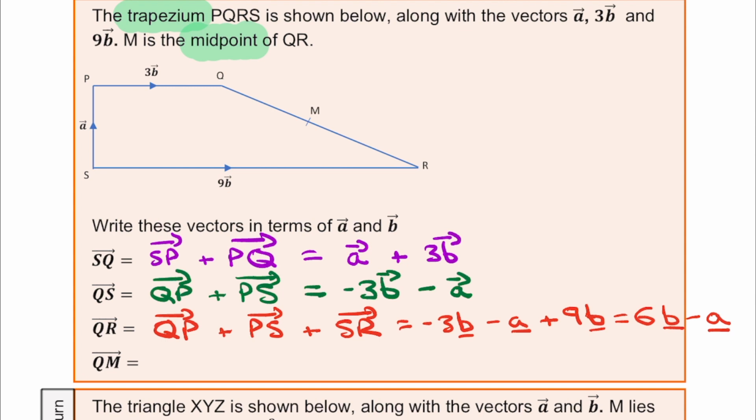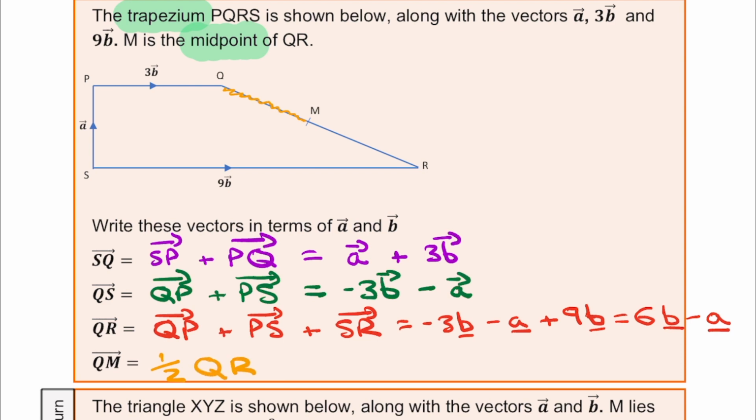Final one that we've got here is going from Q to M. So again, we want to try and just move along that path that we've got there, but we don't know exactly how to do it. What we can do though, and this is very common in the exam, is you normally have to use a previous answer to help you with a following part. So to get from Q to M, we actually already know that M is the midpoint of Q to R. So all that we need to do is move halfway along how we get from Q to R.